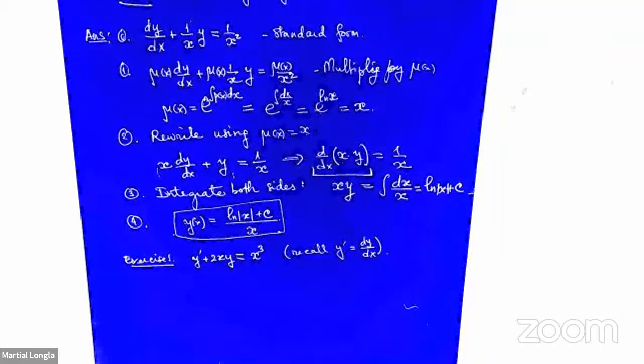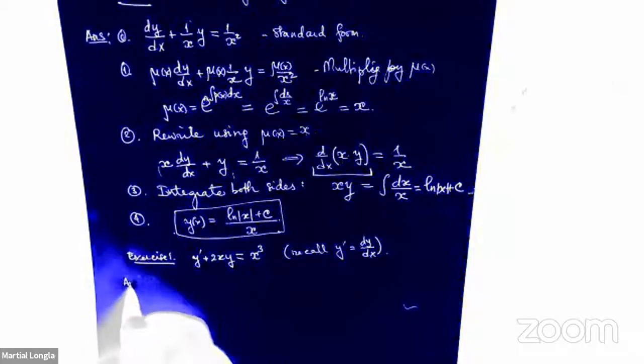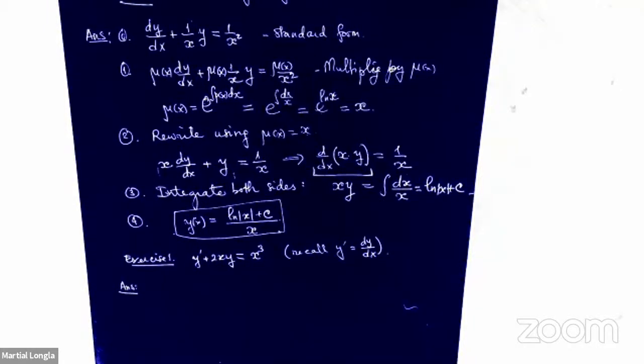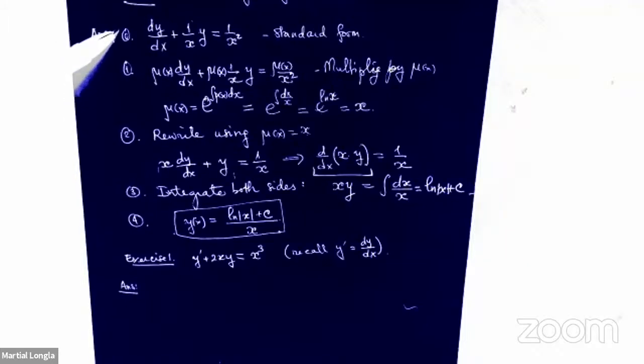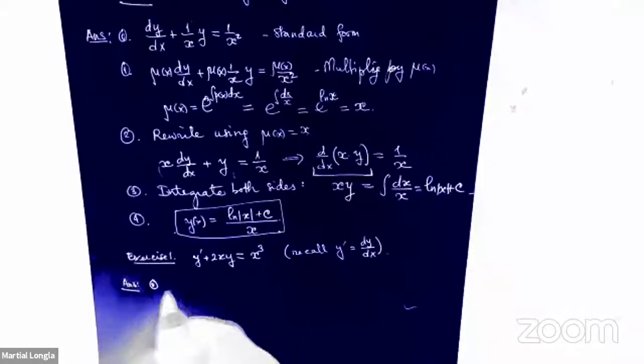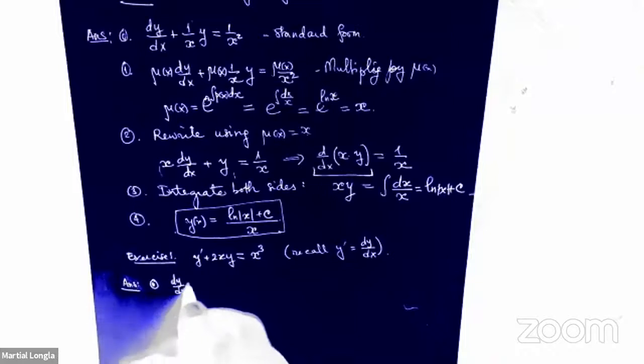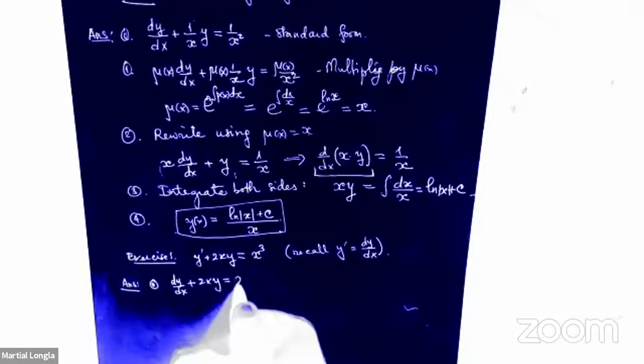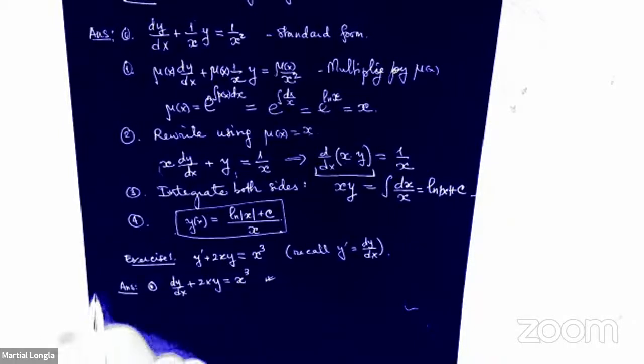So who wants to try with me here, please? For mu of x, I got, so I set that equal to e to the integral of 2x dx. So step by step, not skipping anything. Oh, so we're already in standard form, I think. Okay. Yeah, we are. So we just write that down. dy over dx plus 2xy equals x cubed. Check. Then?